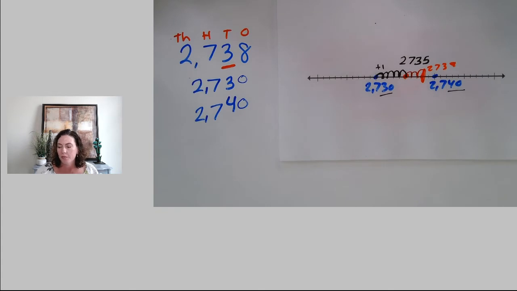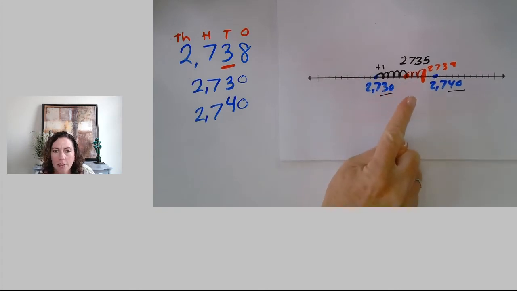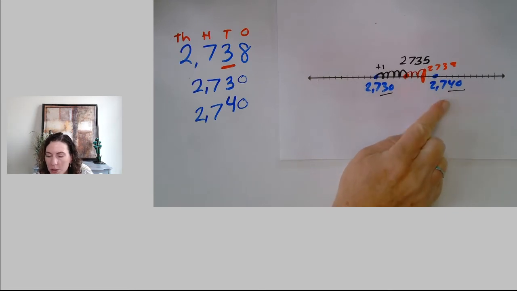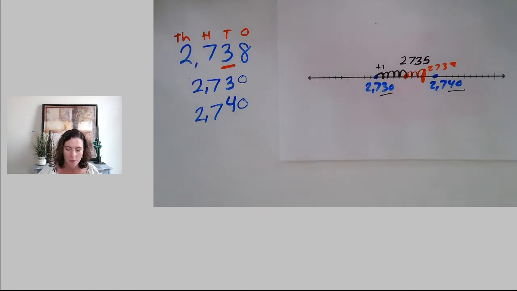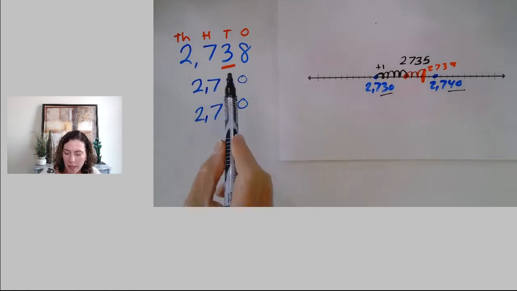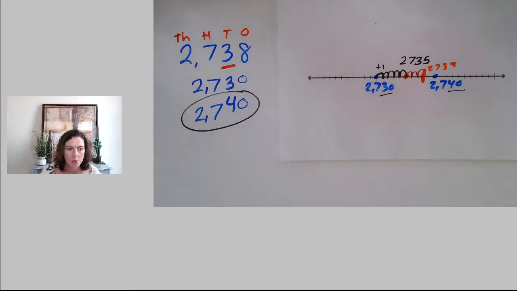Now, same thing. Is it before or after our center point? It's after, so it's closer to what number? That's right, it's closer to 2,740. So this number rounds to, or estimates to, 2,740. Very good.